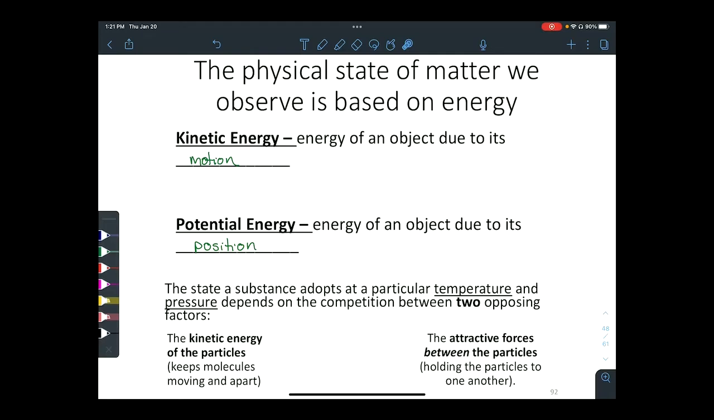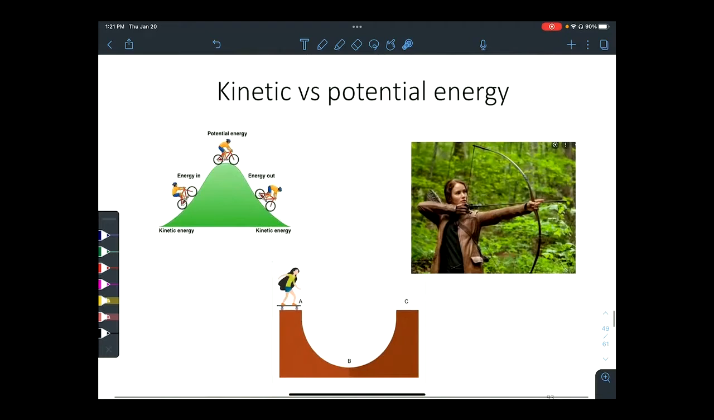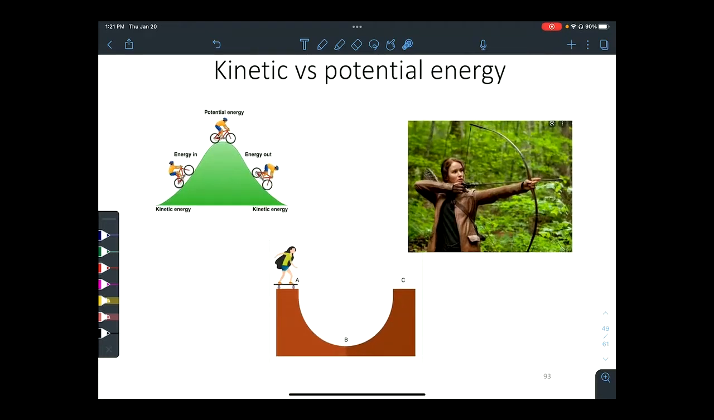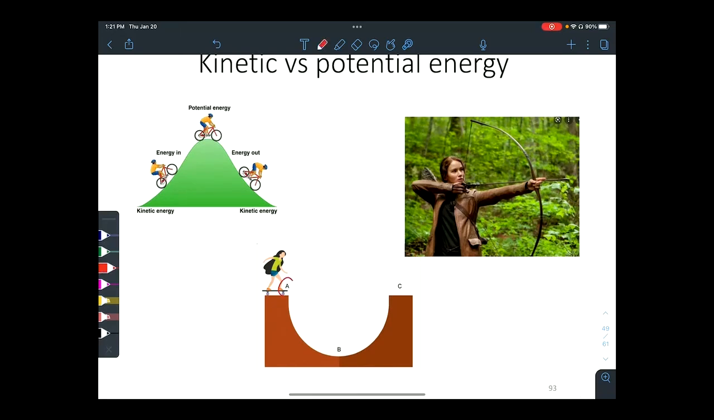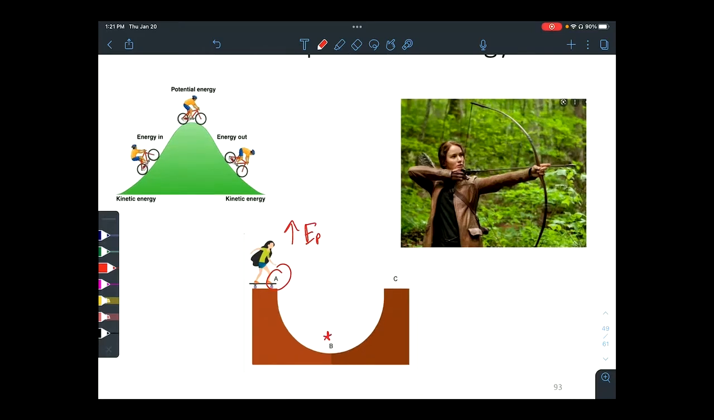So really what we see is this kind of balancing act. If we think about our physics definition, kinetic energy versus potential energy, we know that in spot A, this skateboarder has high potential energy, right? But once they start going down the half pipe, at point B, they'll be going fast. They'll have high kinetic energy, but low potential energy because of their position. And then once they get back up to the C spot, they'll have high potential energy again. Again, it's energy based upon their position.